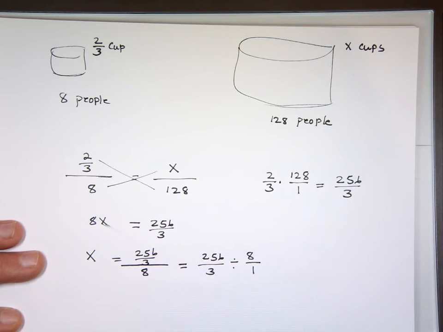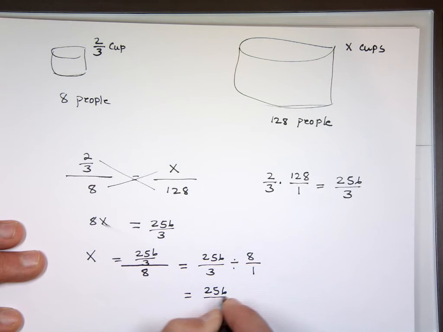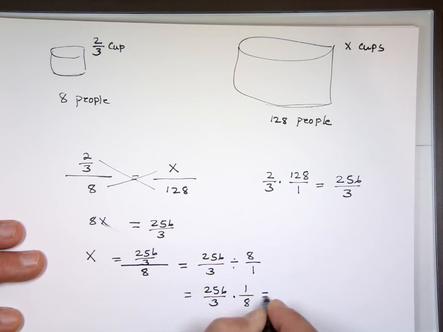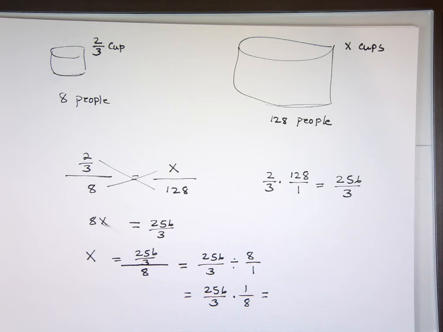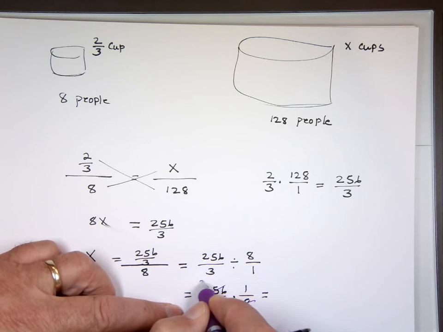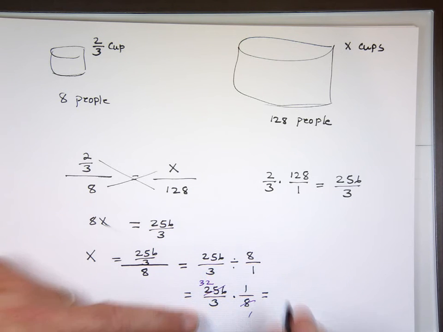When you divide by 8, keep, change, and flip, KFC. So what's 256 divided by 8? You can simplify that. By 8, this is 1. By 8, this is 32. It's 32 over 3.